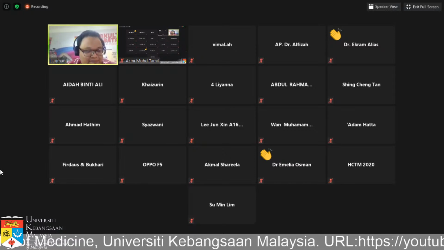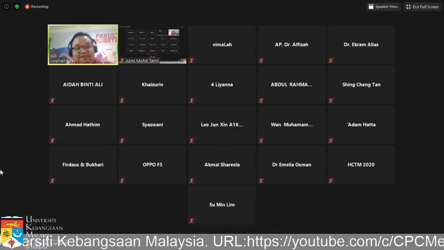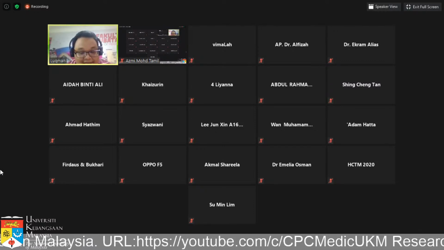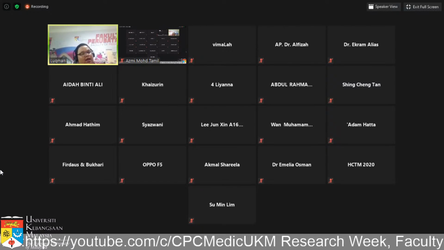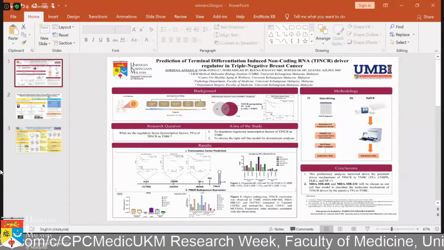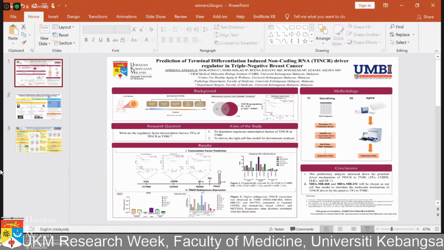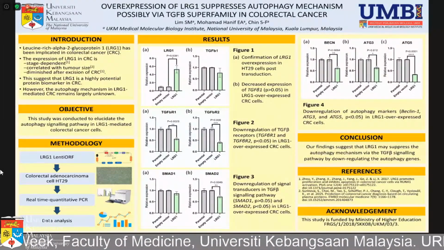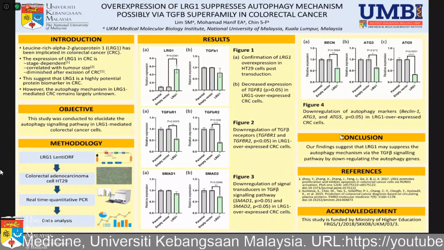And lastly, the 1st place for this year's preclinical poster presentation for the Minggu Penyelidikan, Medical and Health is none other than Ms. Lim Soo Min with her project of overexpression of LRG1 suppresses autophagy mechanism, possibly via TGF-beta superfamily in colorectal cancer from UMBI. So thank you and congratulations to all the winners and those who participated for this year's poster competition.